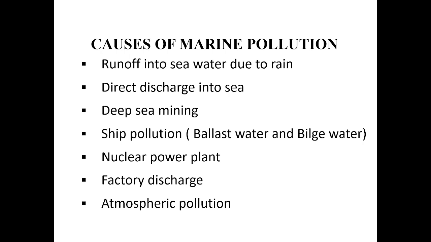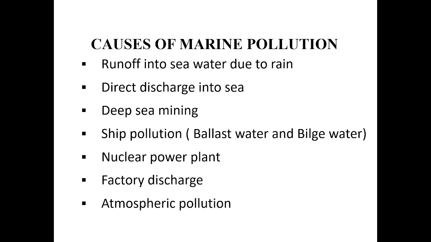Nuclear power plants, as we know, some of the power plants are built near the seashore because that is far away from human habitation. If there is an accident in that plant, it won't affect human habitation, but it is harmful for the aquatic habitation or the marine ecosystem. Then factory discharge, as we know, the effluents are directly released into the sea water.